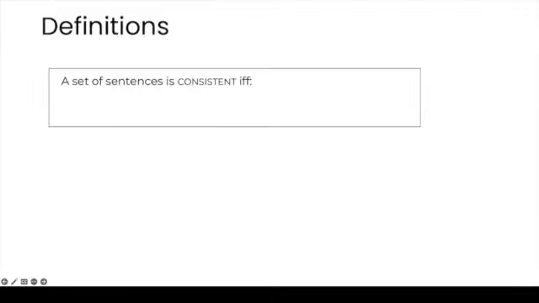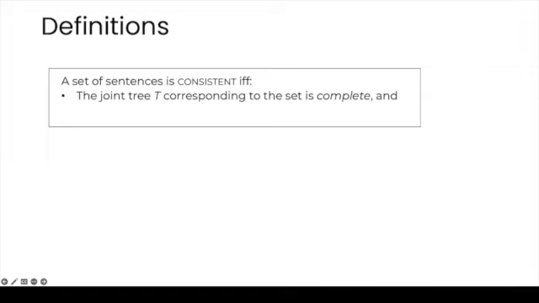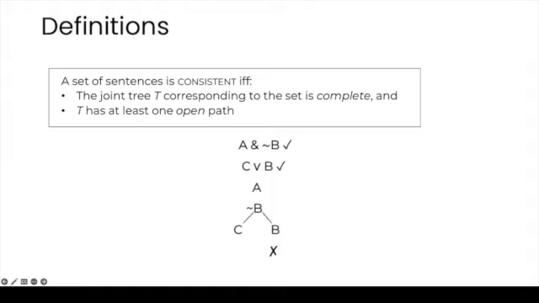Now we can define consistency in the language of truth trees. A set of sentences is consistent if and only if the joint tree T corresponding to the set is complete and T has at least one open path. So one of our previous examples was this set of two sentences. The tree we did was complete, since at the end, none of the unchecked sentences could be broken down any further. And furthermore, one of the paths remained open. Thus, the initial set is consistent.